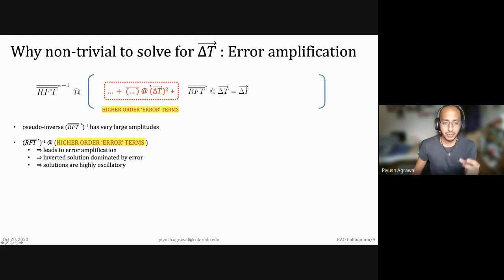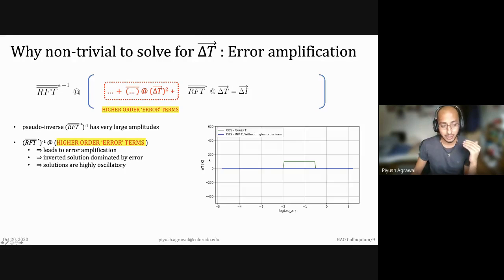So combine two things: you have these error terms in the system, and your response function is highly ill-conditioned. What that will lead to is error amplification, which will further lead to your inverted solution being dominated by error, and the solution is going to be highly oscillatory.